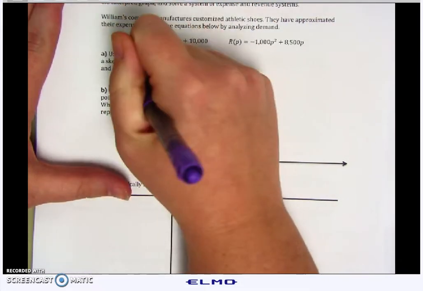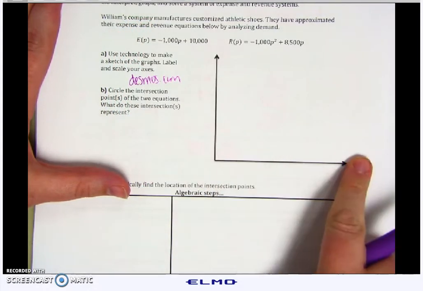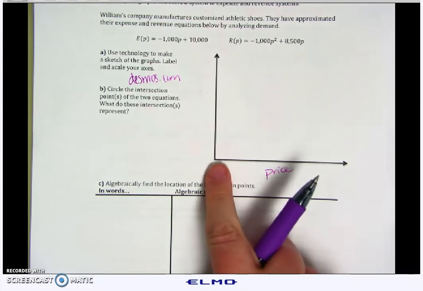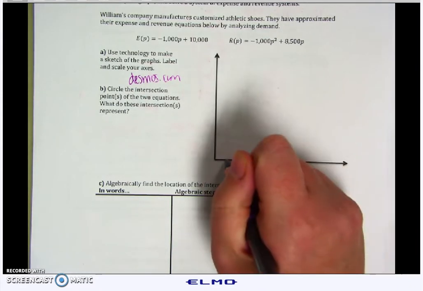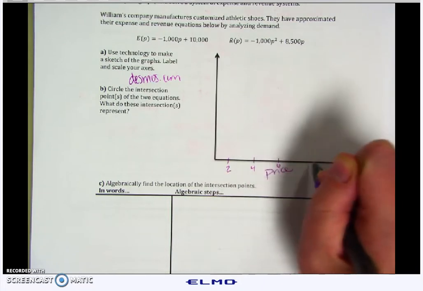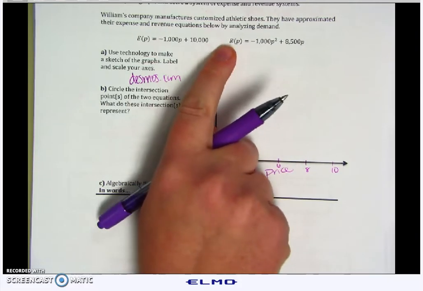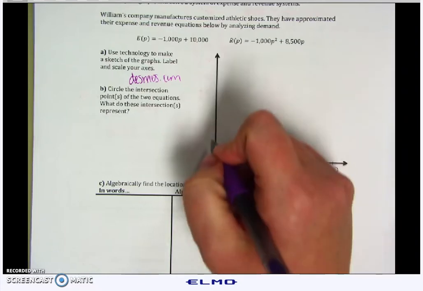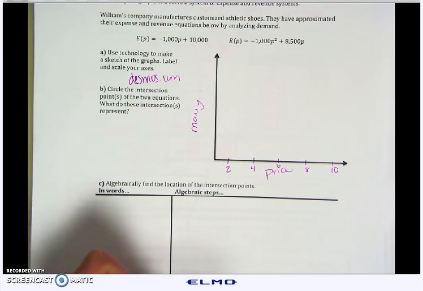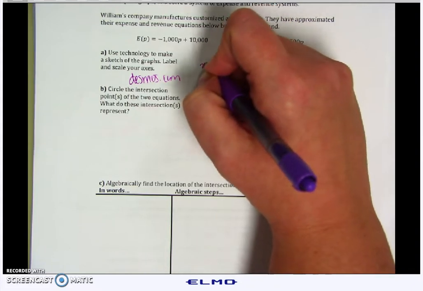For part A, we used Desmos to graph, and so we're just going to provide a sketch on our notes. Along the horizontal axis, we have price, and our intercepts went out to 10, so I'm going to go by 2s: 2, 4, 6, 8, 10. And then vertically, we scaled all the way up to 20,000. So this was money because it was both the revenue and expense. So I'm going to go 5, 10, 15, and $20,000.